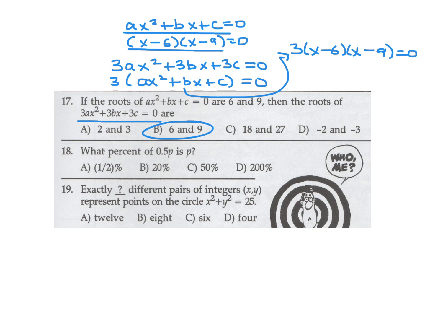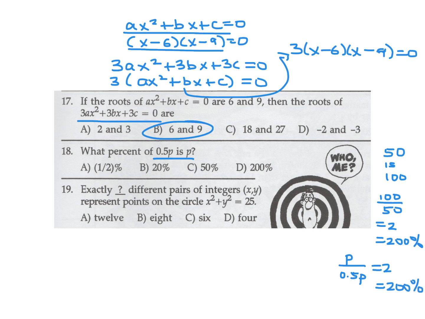What percentage of 0.5p is p? Okay, so it's like saying what percentage of 50 is 100. So you take the 100 and divide by 50 and figure out that percentage. Well, this is 2, which is the equivalent of 200%. If you're sticking some p's in there, it's the same kind of process. You take the p divided by 0.5p, and that would give you 2. Because the p's cancel, it'd be 1 over 0.5, which is 2, and that's 200%. So either way, 200% is the answer, and 18 therefore would be D.